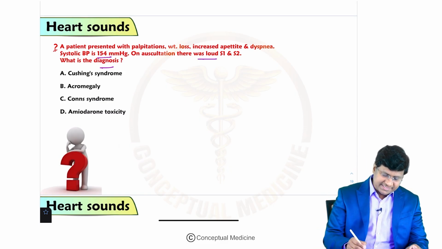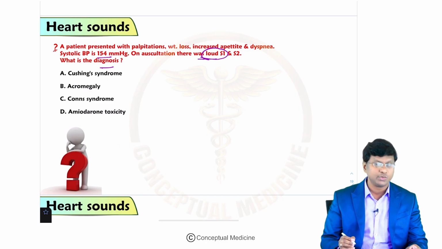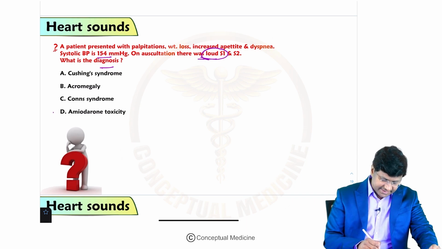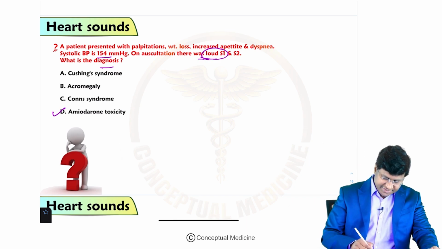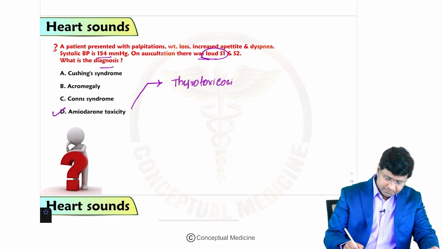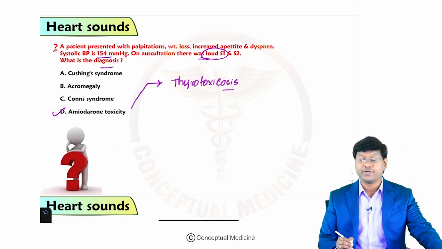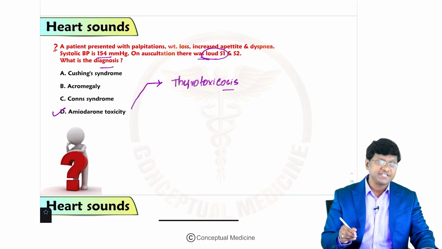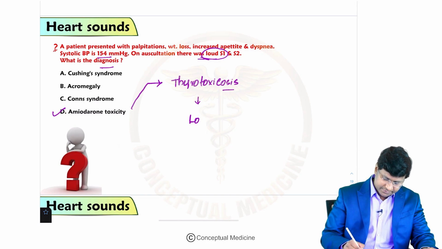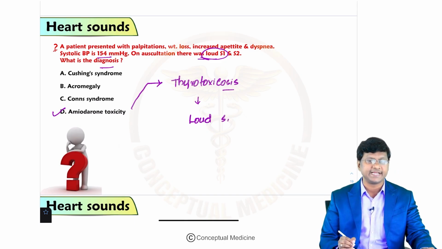So now let me discuss the conditions where you have the loud S1. Among the options given to you, the answer is amiodarone toxicity. These patients with amiodarone toxicity can develop thyrotoxicosis. Right? They can develop thyrotoxicosis. So in patients with thyrotoxicosis, there will be loud first as well as the second heart sound.